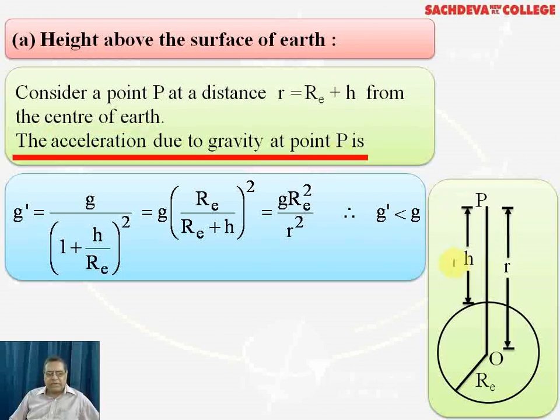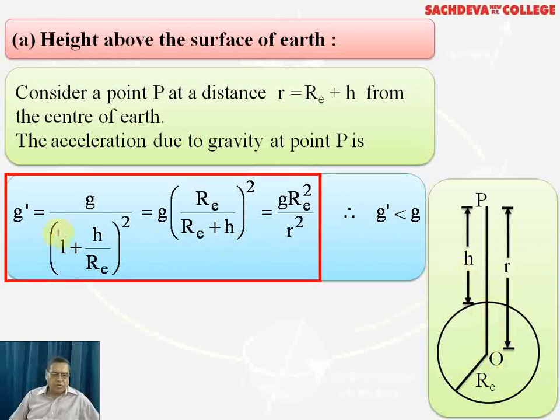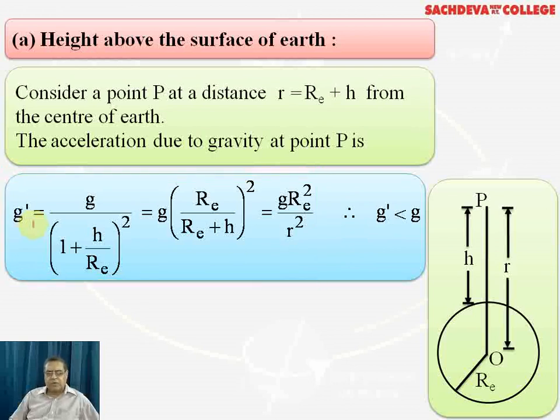Now we know that acceleration due to gravity is inversely proportional to the square of distance, and the distance RE plus H is more as compared to RE. So acceleration due to gravity at point P will be less. This is mathematically depicted. The mathematical relation is given, and finally we have to use the binomial theorem in this expression. Therefore, G dash is less than G. G is the actual value and G dash is the value at position P.